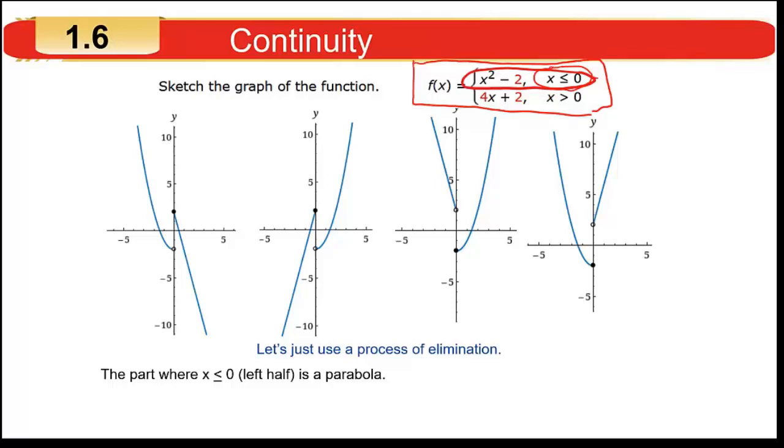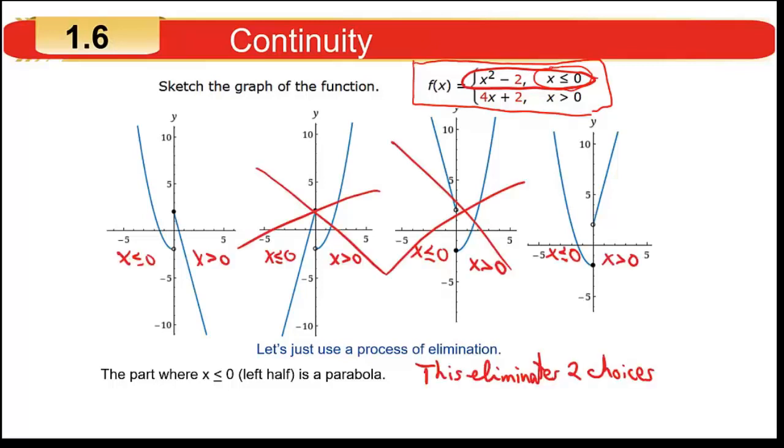But if you look at those four graphs, the two in the middle, if you look on the left side, you don't have a parabola on the left side. If you look on the left side over here, you don't have a parabola. So just by noticing that one thing, you can already cut your choices from 4 to 2. So now it's just a matter of, is the answer A or is the answer D? The first one or the last one?